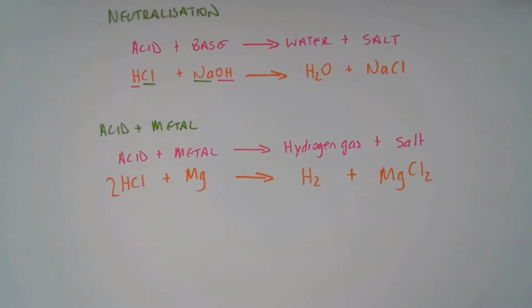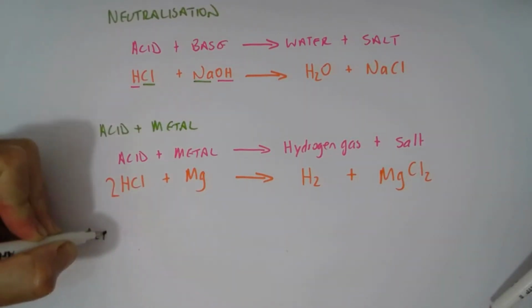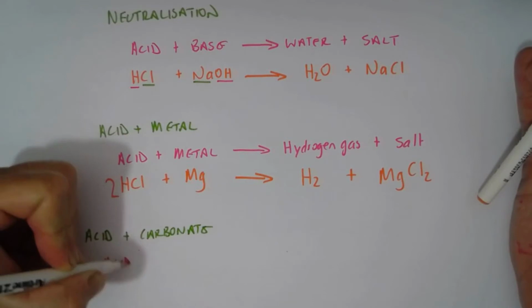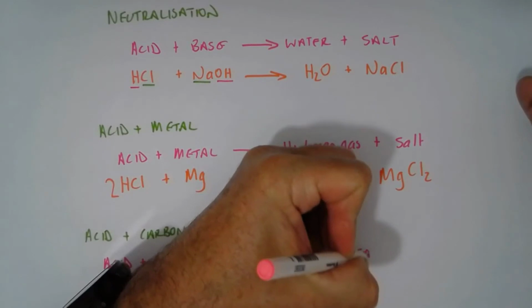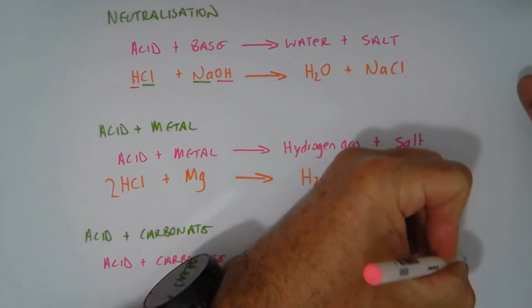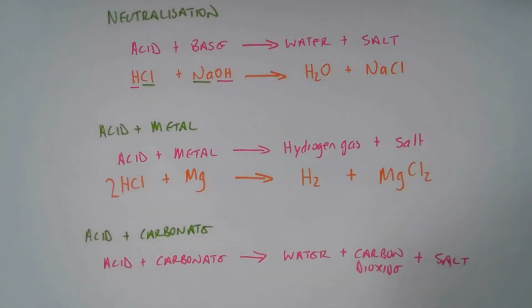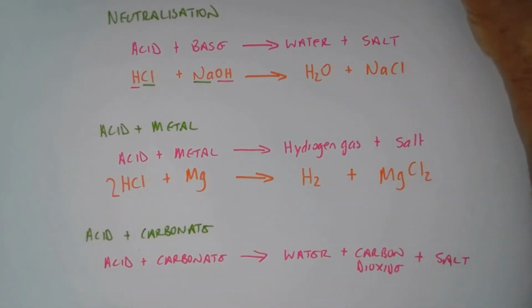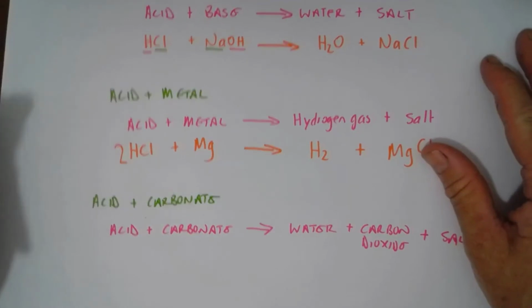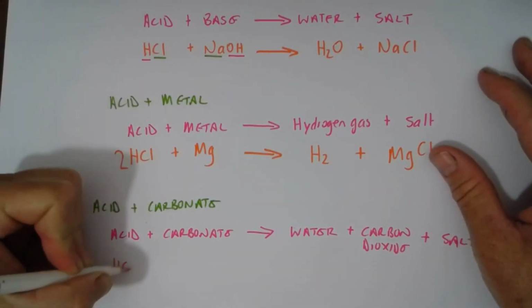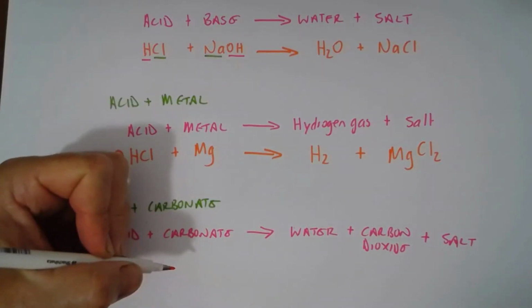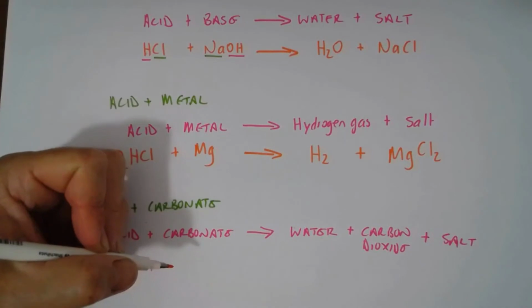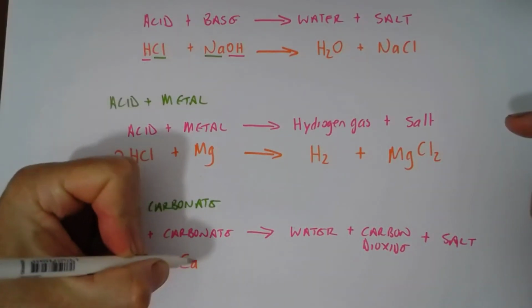The last one is an acid-carbonate reaction. So an acid plus a carbonate. The products are water, carbon dioxide, and a salt. Okay, so let's go and show you an example of a particular acid-carbonate reaction. So the acid we're going to use is hydrochloric acid, and the carbonate we're going to use is calcium carbonate. And calcium carbonate is CaCO3.